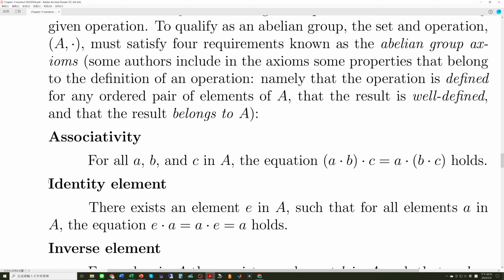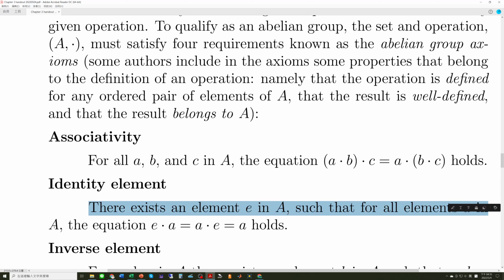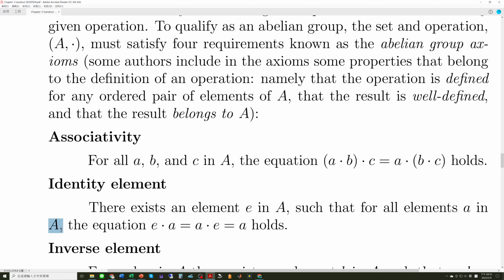Okay, the second one is the identity element. There exists an element e in A such that for all elements a in A, the equation e dot a is equal to a dot e is equal to a holds.